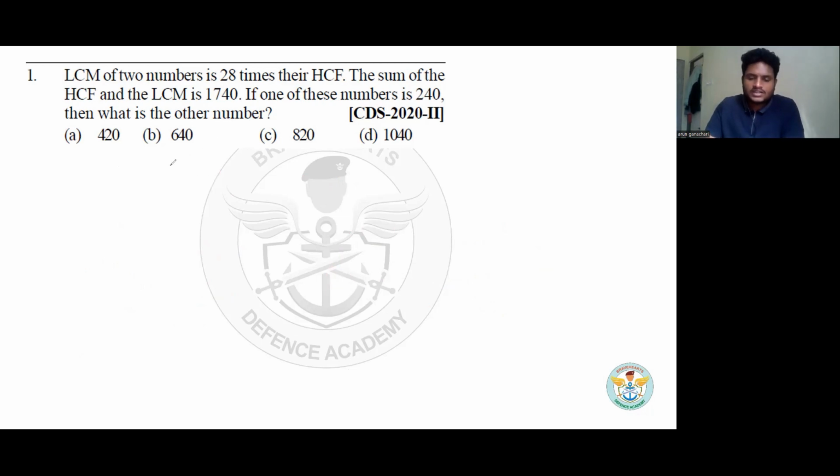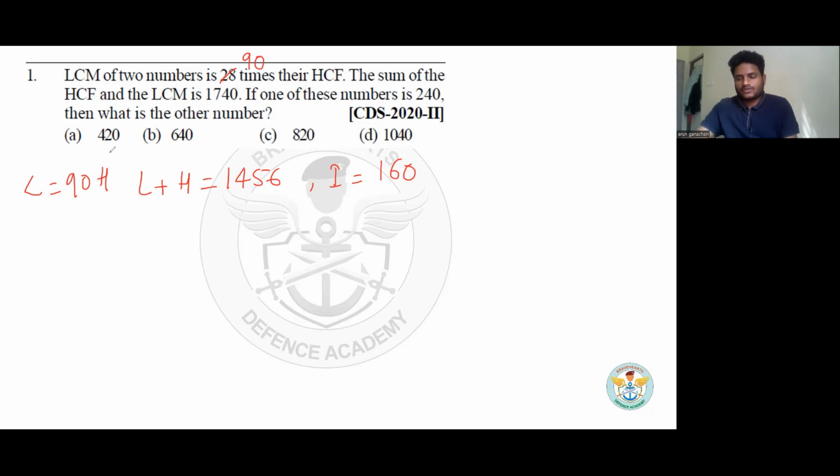What are those numbers? The LCM of two numbers is 90 times their HCF, instead of this 28, they have given it as 90. The sum of LCM and HCF was given as 1456. And one of the numbers here is 240, but in the original question the number was 160. LCM is equal to 90 times their HCF. This was the different part.